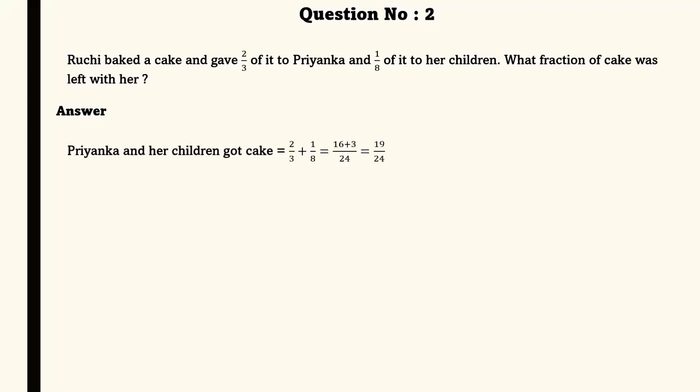Priyanka and her children got a cake which is equal to 2 by 3 plus 1 by 8, which is equal to 19 by 24. Remaining cake left with her is equal to 1 whole minus 19 by 24, which is equal to 5 by 24.